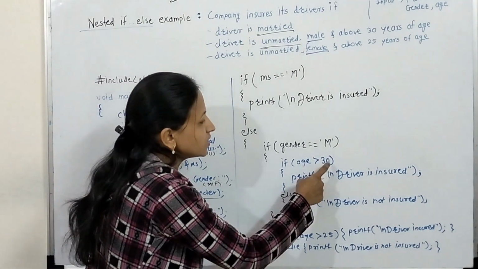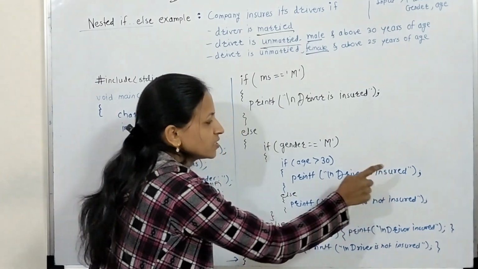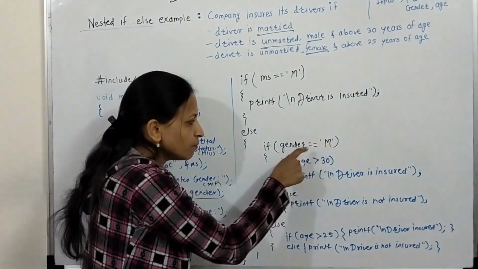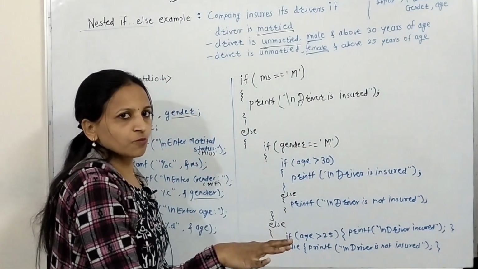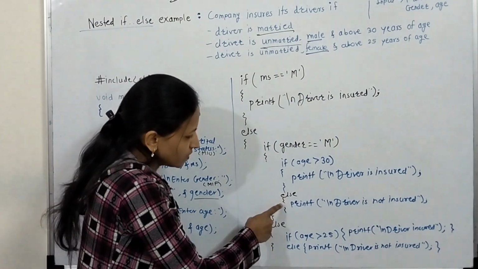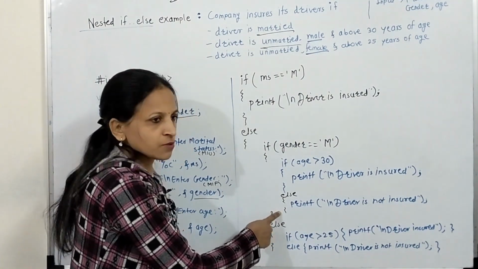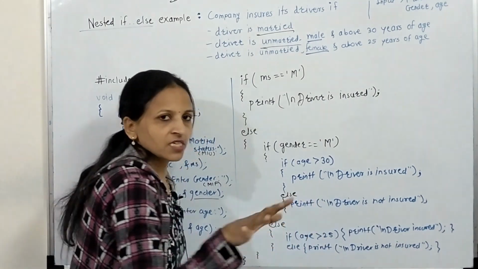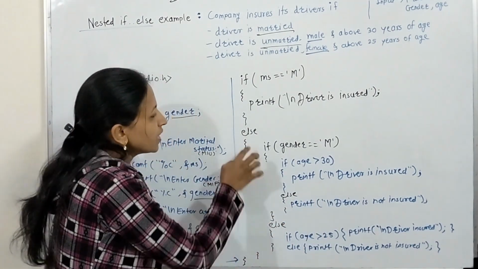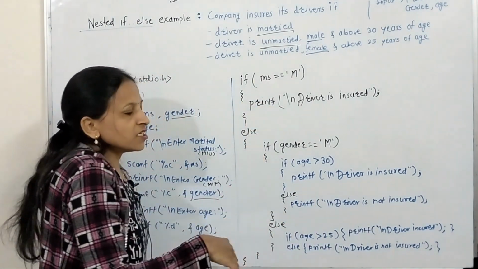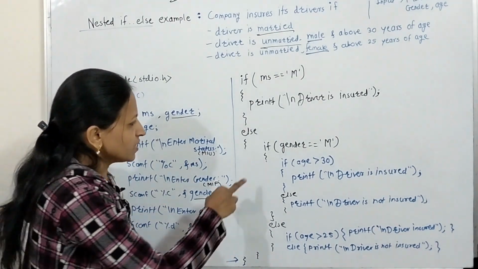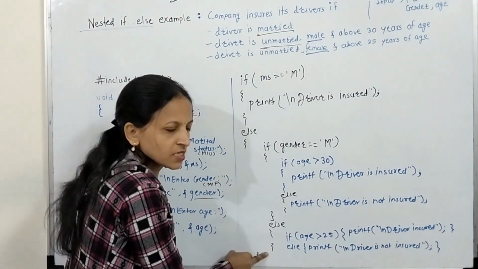Okay, now if age is greater than 30, then this will be executed. If the driver is male but age is not greater than 30, suppose it is less than or equal to 30, then control will be inside this else block, and this statement will get executed. In the same way, if suppose the driver is unmarried and gender is not male, means it is female, then control will be in this else block.